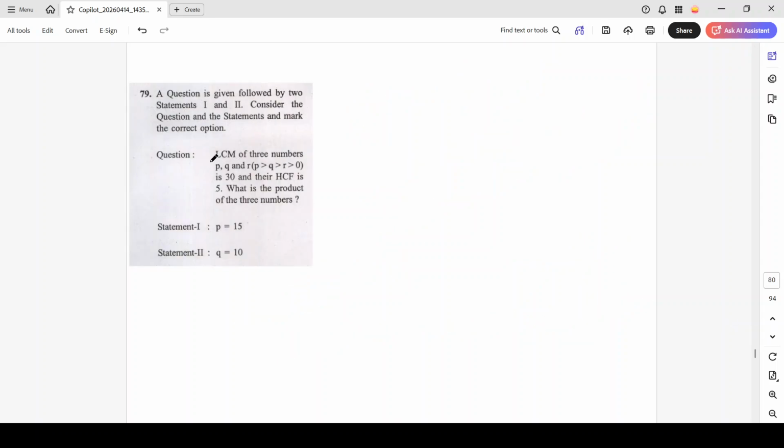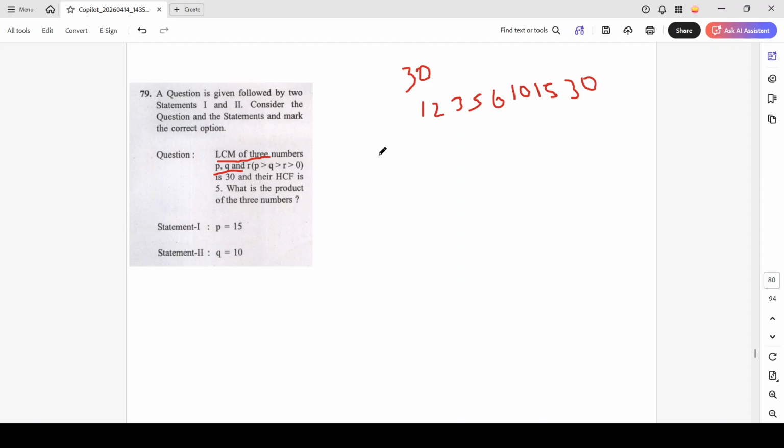Question number 79. The LCM of three numbers p, q, r, with p greater than q greater than r, is 30. Their HCF is 5. What is the product of the three numbers? So the LCM of the three numbers p, q, r is 30. What are the possible numbers? 1, 2, 3, 5, 6, 10, 15 and 30.